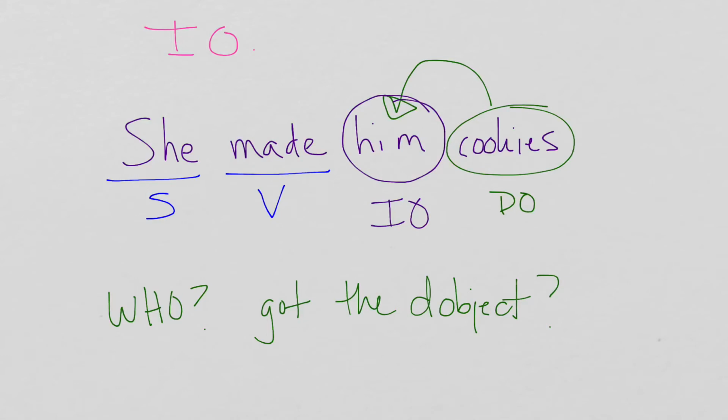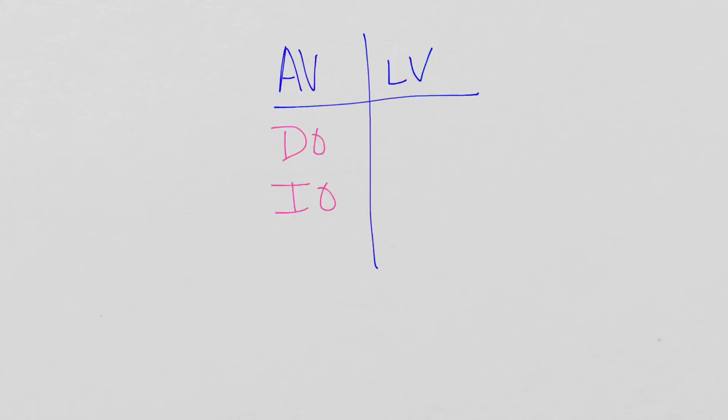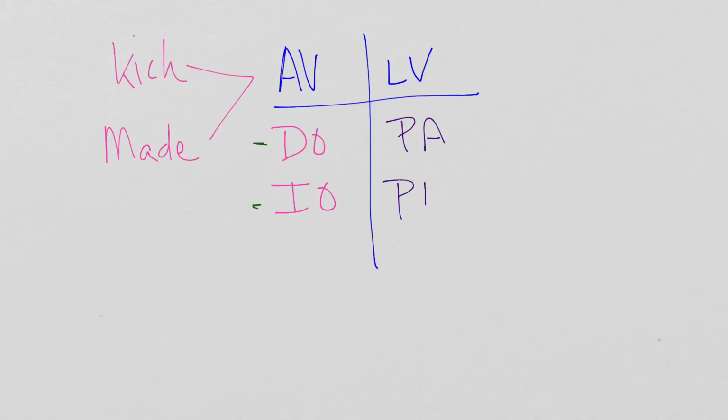So let's review one more time. The indirect object receives the direct object. The direct object receives the verb. Okay, so notice that in the last two sentences, we had the verb kick and we had the verb made, or to make, right? Those are action verbs. So we also had direct objects and indirect objects in those sentences. Now let's look at a couple sentences that have a predicate adjective or a predicate noun.